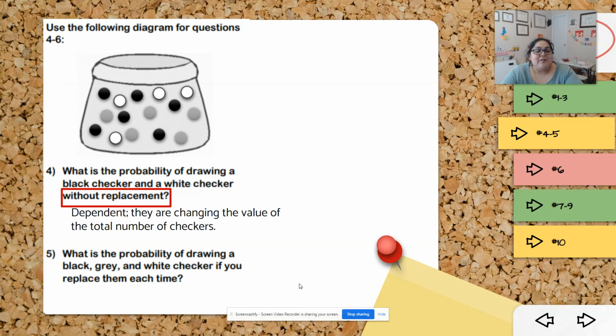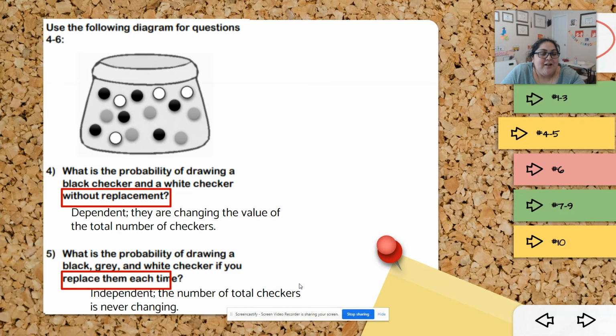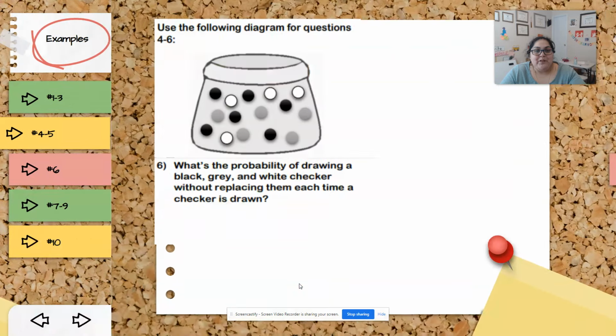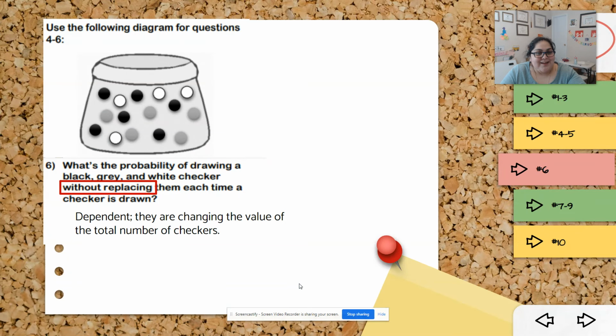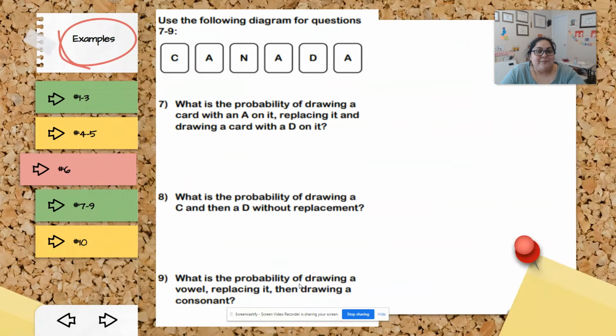Okay. Next one. The key word would be replace each time. So they're putting it back. Because they're putting it back, they're not changing the total number of outcomes, so that would be independent. Okay? Remember, if they're changing the total number of outcomes, then that's when it's going to be dependent. All right, this one right here, keyword, without replacing. So it's dependent because they're changing, again, the value of the total that you have.